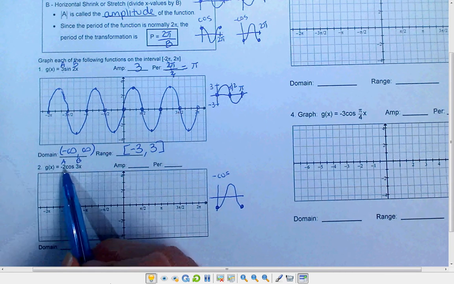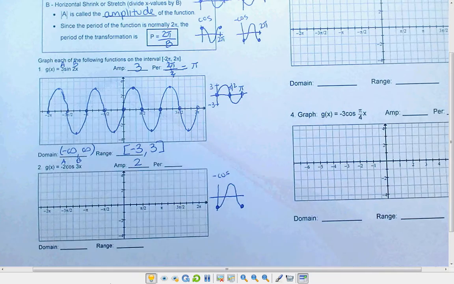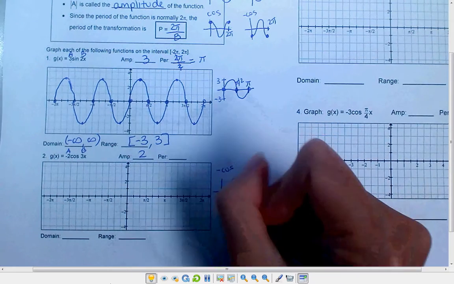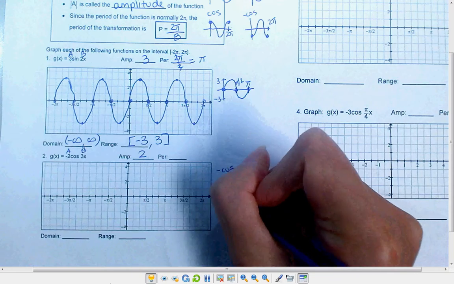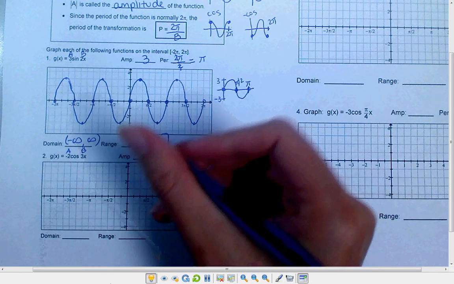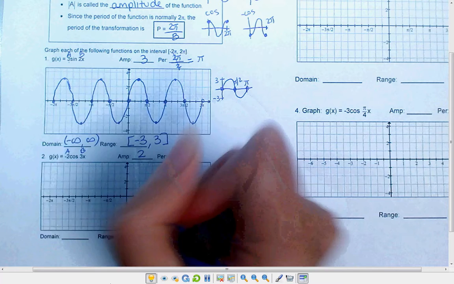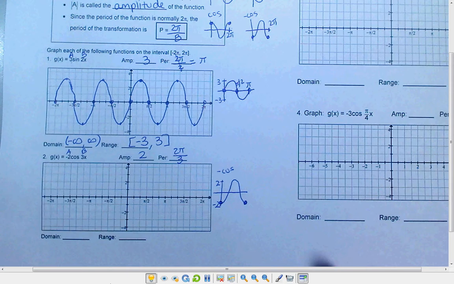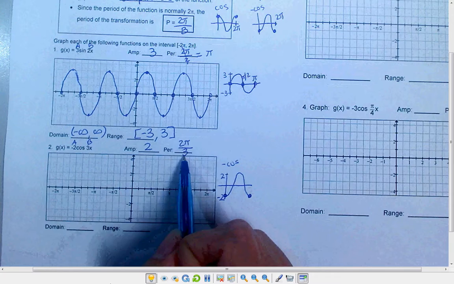My amplitude in this case is 2. That's how far up and down I want it to go, which means down here is -2, up here is +2. That's my amplitude. My period, I'm going to take 2 pi and divide it by b. B in this case is 3, so my period is 2 pi over 3.